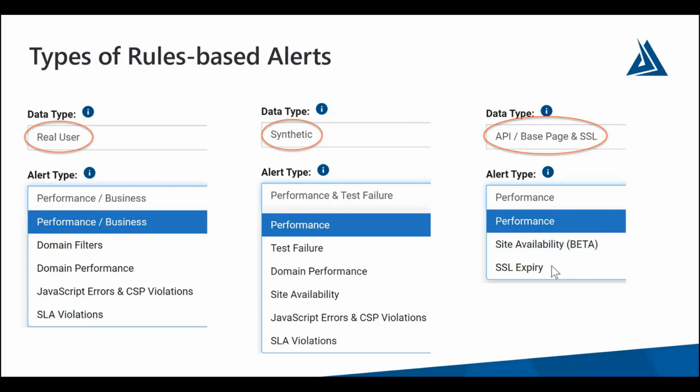And SSL expiry. Our base page and SSL, or API checks, monitors automatically collect data on the SSL certificate of the domain it's measuring. So whenever, I think it's 60 days out from expiration, we'll send you an alert. I think it's 60 days out, 1 month out, and then 7 days out, and each day after that until it's expired. So we give you good notice ahead of time if your SSL certificate is about to expire.